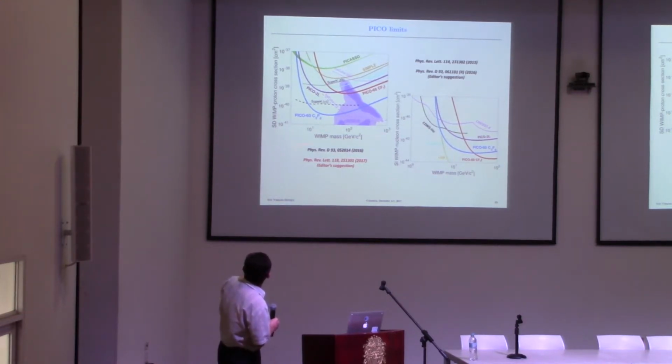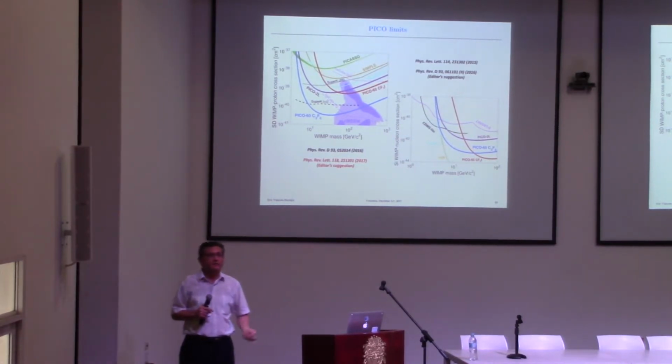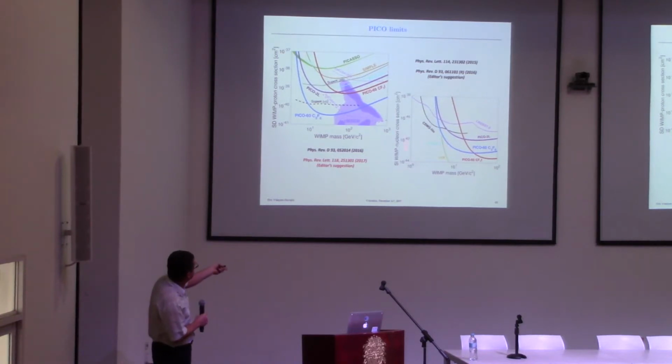This is the spin-dependent coupling. And for spin-independent, because we have light targets such as carbon and fluorine, we place some limits here at low WIMP masses.